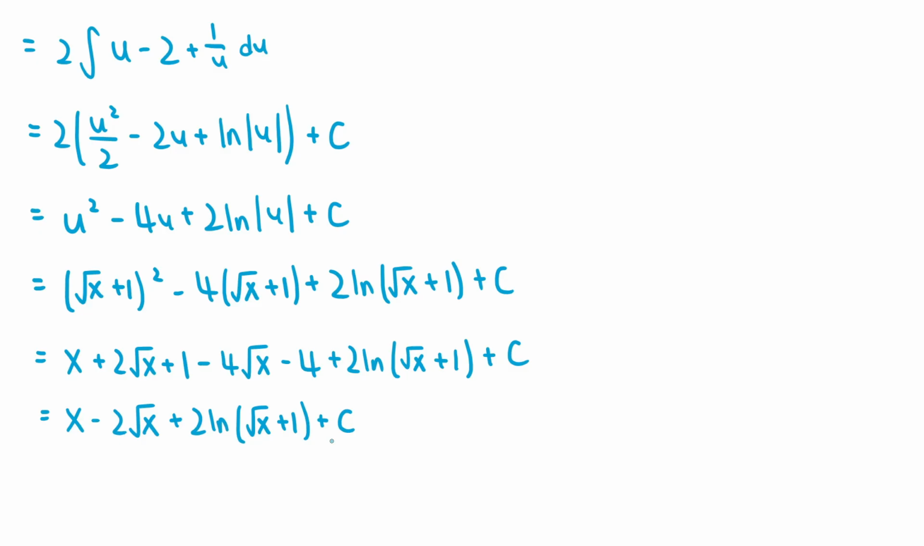Technically, the c in the final expression is not the same as the c in the previous expression, but I'm not going to worry about that, and just say that this is plus c. So the integral of the square root of x over the square root of x plus 1 is x minus 2 square root of x plus 2 ln of the square root of x plus 1 plus c.